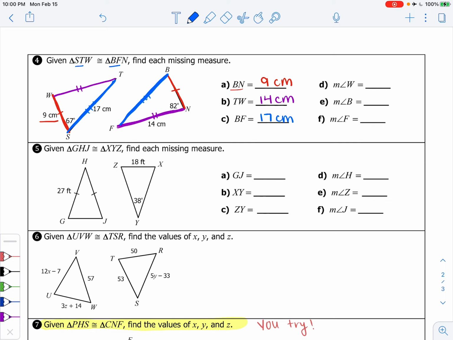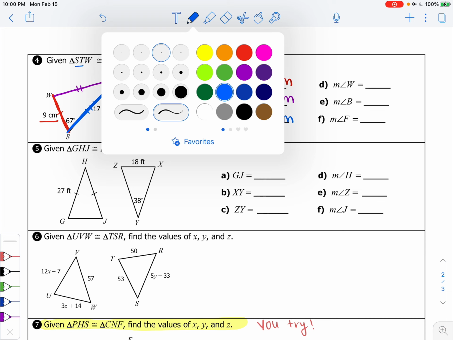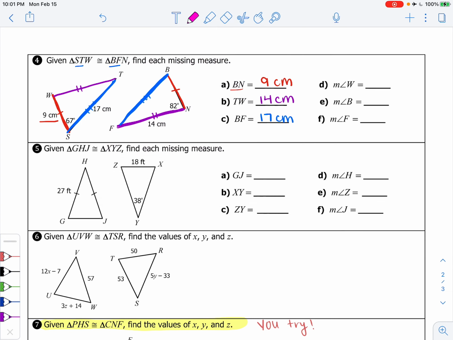Now we can do the same thing with the angles too. Now for the angles, that's really matching them up exactly as they're listed. S corresponds with B. T corresponds with F. T, F. And W corresponds with N. So W and N.